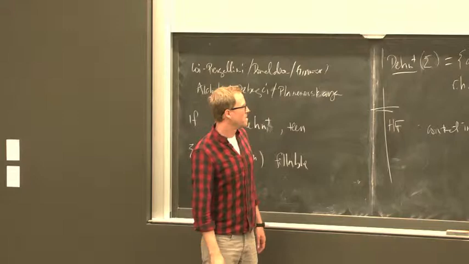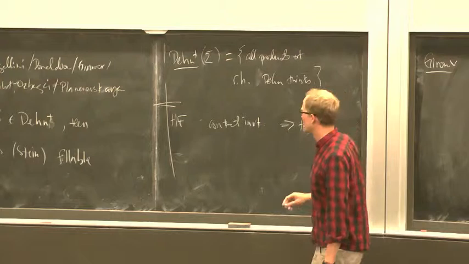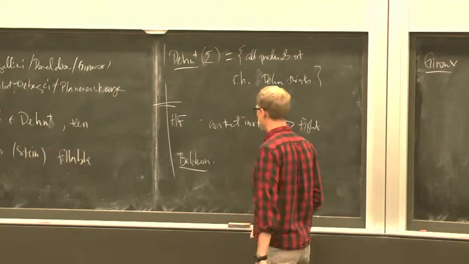And for all of these things, this implies the thing is tight, right? Fillable implies tight. All of these invariants imply tight. And Baldwin proved that you actually get a monoid from this as well.